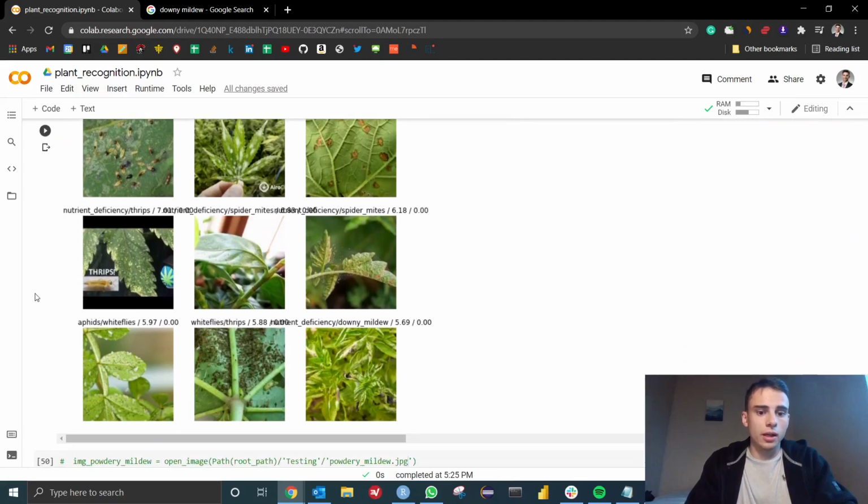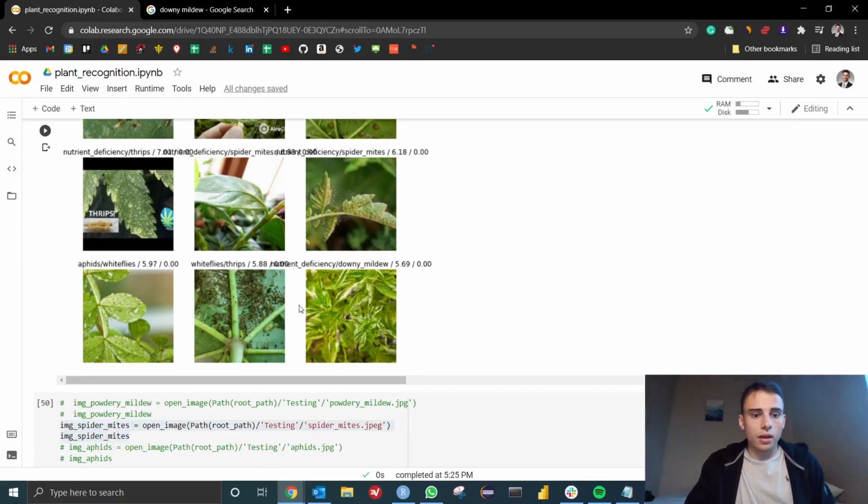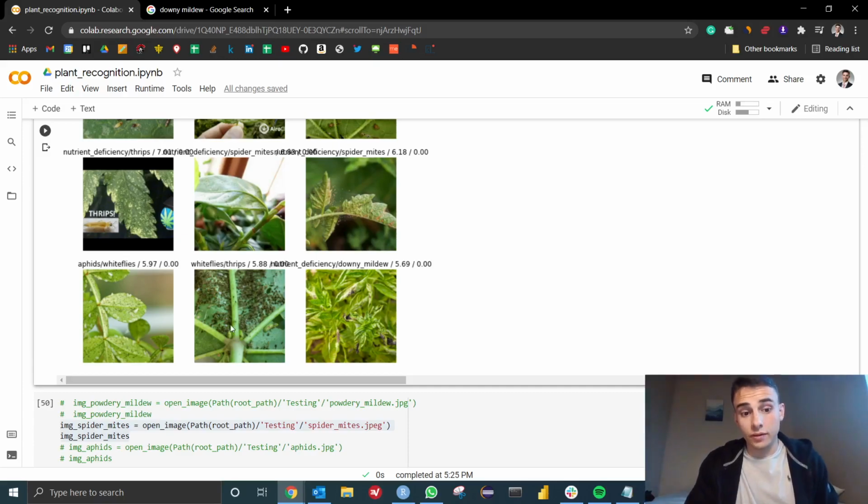If I wanted to take a look at some images that have been confused and misclassified, whiteflies and thrips is one example, and if you look at pictures of those two flies, they're actually looking very similar.